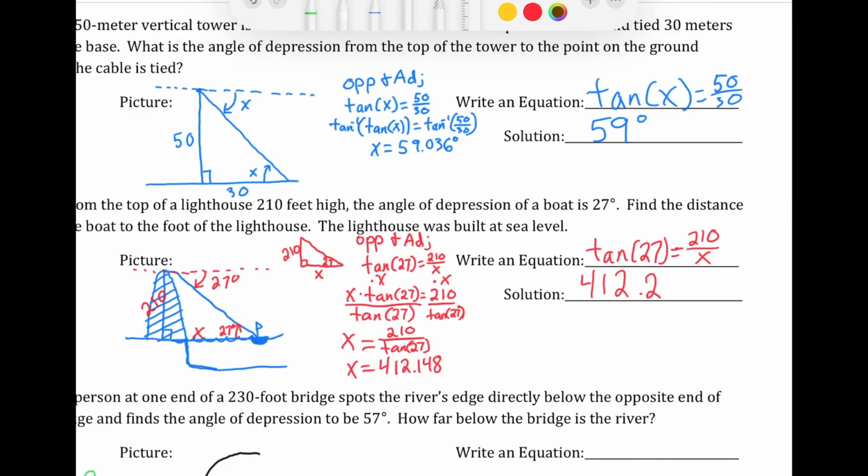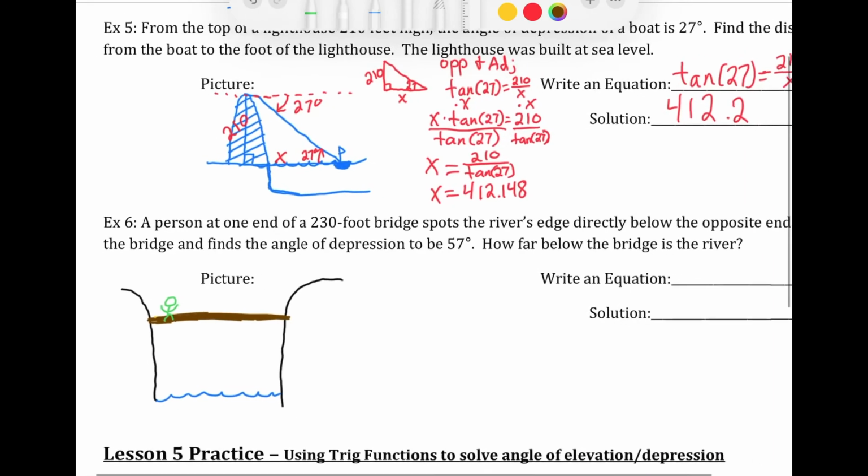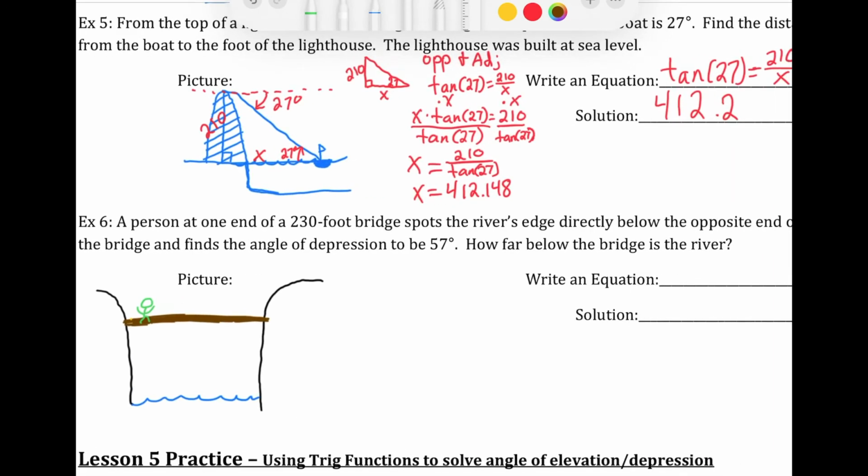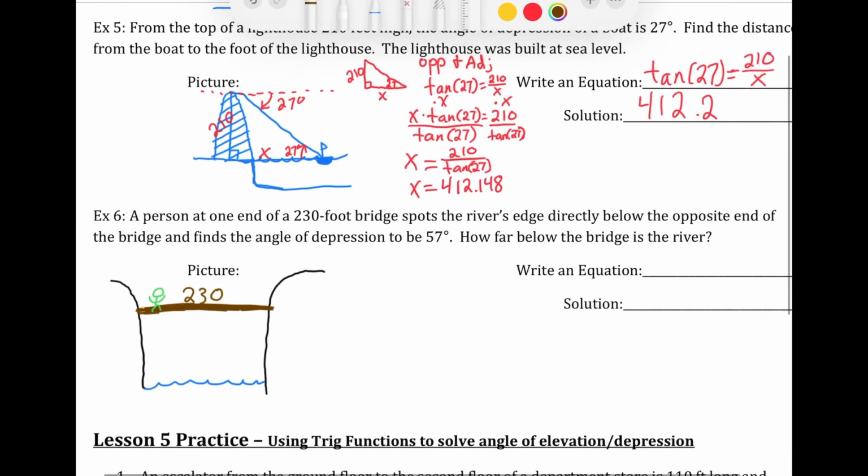Now let's go over example 6 together. So example 6 is a little bit more complicated. A person at one end of a 230-foot bridge. So I've already created our bridge and created a person. So across a 230-foot bridge. So the brown is 230. The person spots the river's edge directly below the opposite end of the bridge.